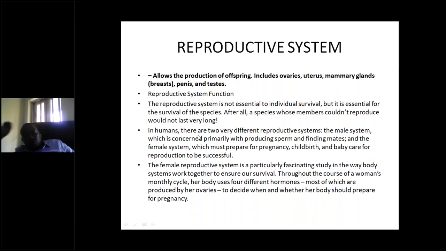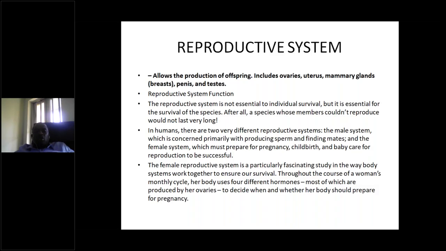The function of the male system is producing sperm and finding a mate. The female system produces the egg, and also has the womb. The womb is the organ of incubation. It also prepares for pregnancy, childbirth, and baby care, for reproduction to be successful. The female reproductive system is more complex, and particularly fascinating to study, in the way the body systems work together to ensure survival.